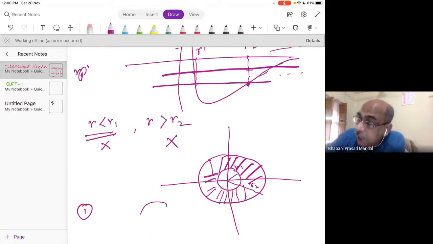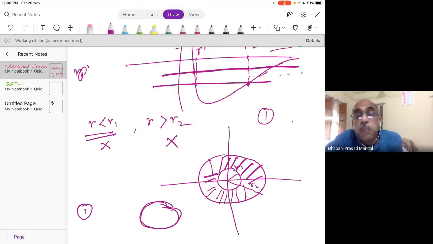If you have an elliptical orbit, you know the semi major and semi minor axis, if you have R1 and R2, it can have an elliptical orbit. So in this situation, one possibility is the elliptic orbit, but the particle may not have a closed orbit. That I will explain in the next class.